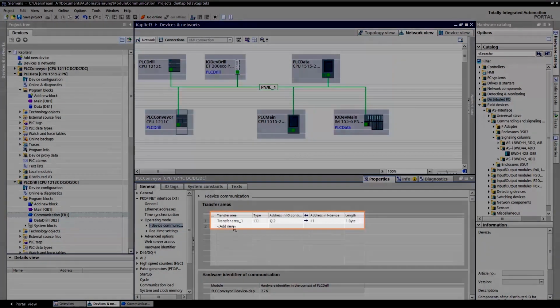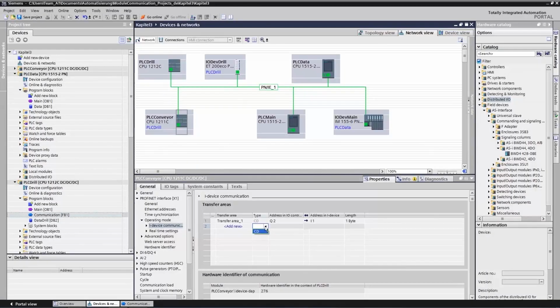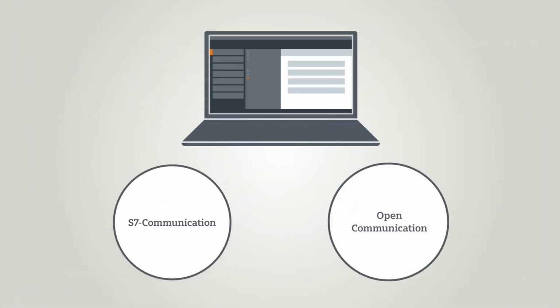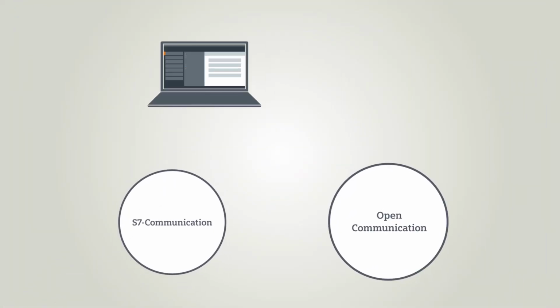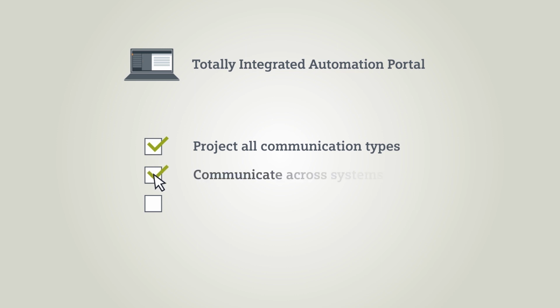These transfer areas are allocated input and output addresses on both sides. Once these addresses are assigned, they will serve as hardware I/Os from the user program of the controller. With the TIA portal, you can project various types of data communication, such as S7 communication or open communication projects. Communicate across systems. Consistently use the same simple configuration mechanisms.